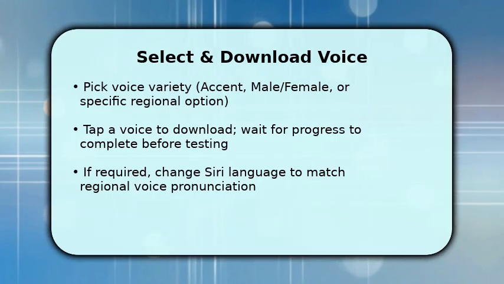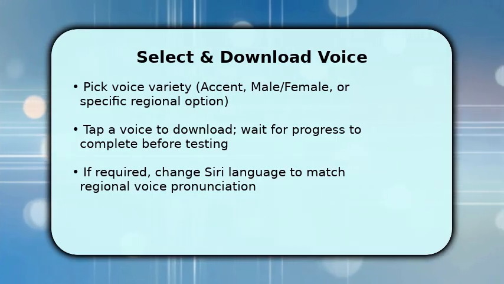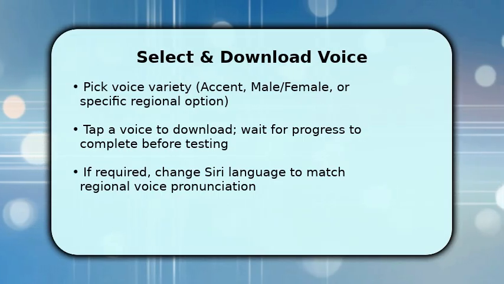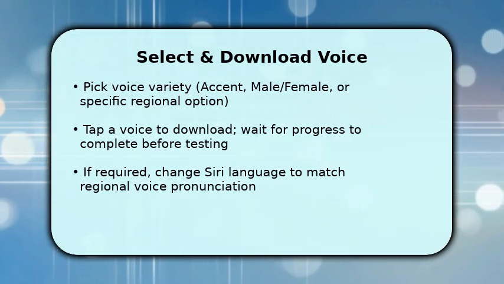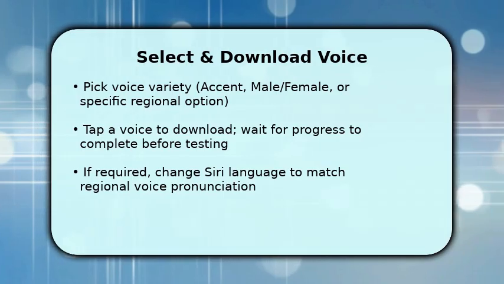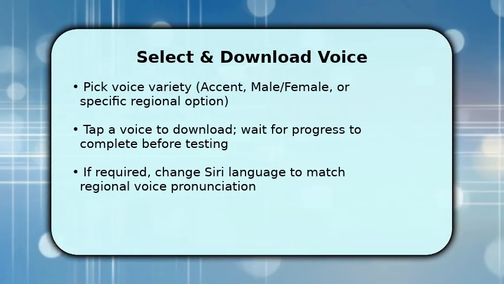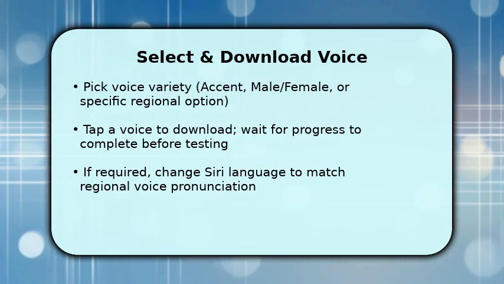Tap a voice variation, monitor the download indicator, and don't skip this wait. Partial downloads fall back to default speech. While downloading, you can adjust Siri language and voice feedback settings so names and prefixes announce correctly.